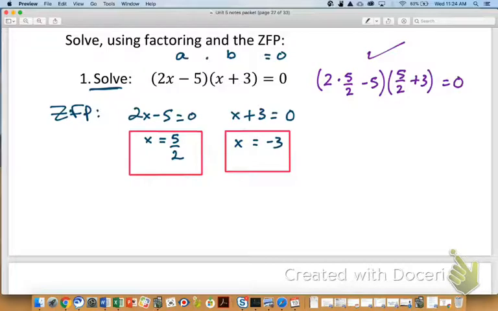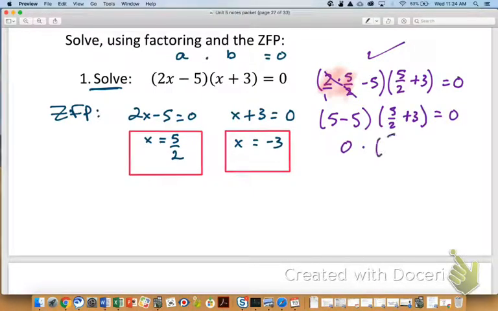What happens with the 2 times 5 halves right here? Come on. 2 over 1. Yeah, 2 over 1, I agree. And then what happens when I write 2 over 1? Cross cancel the 2's, or 10 over 2, which is the same thing as 5. Okay, so I get 5 minus 5 times 5 halves plus 3, which Bray is right.